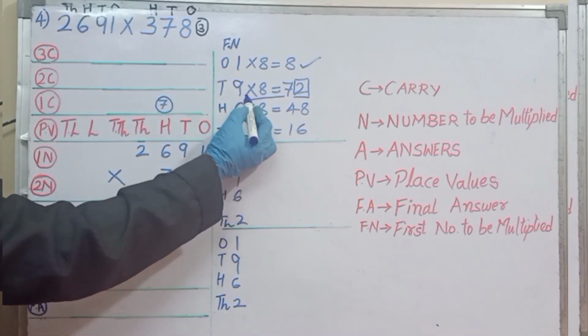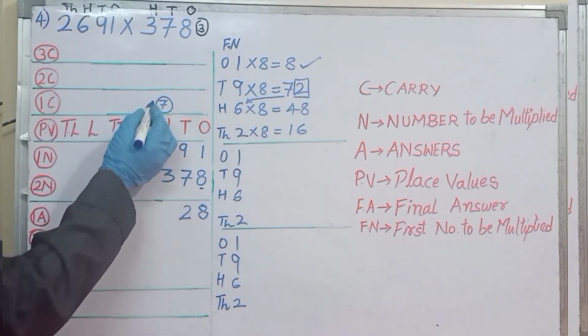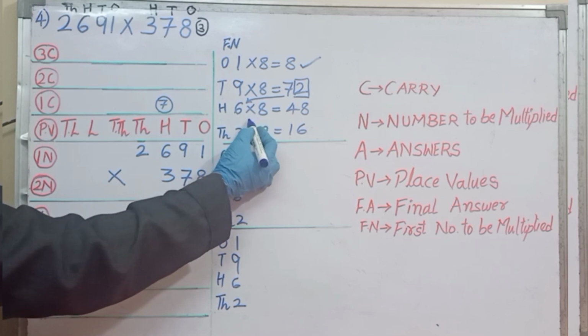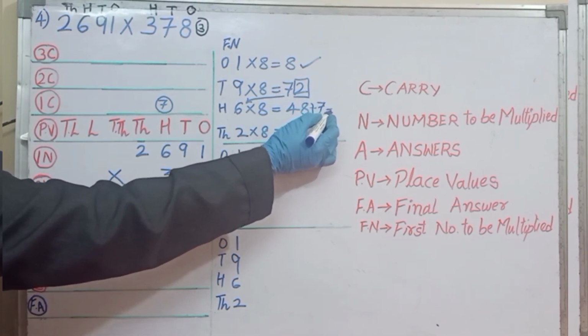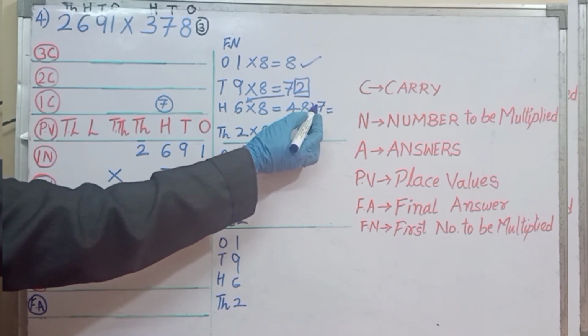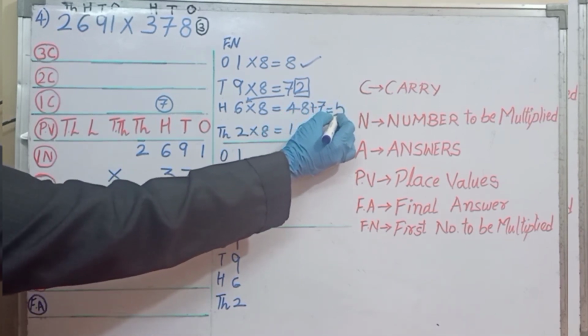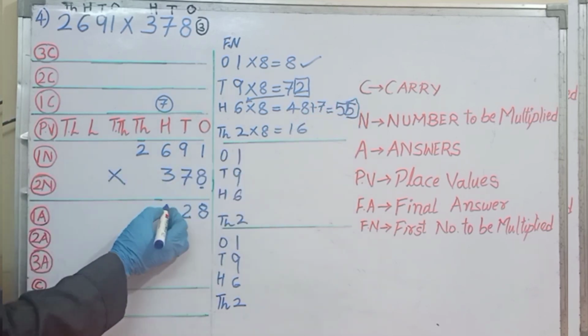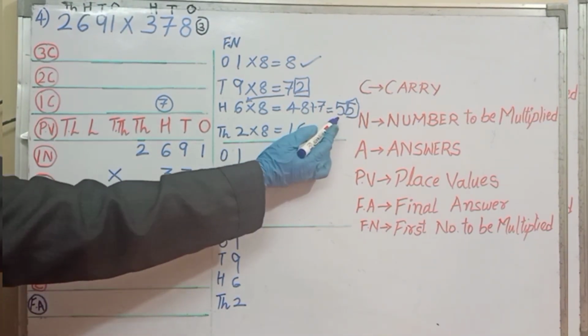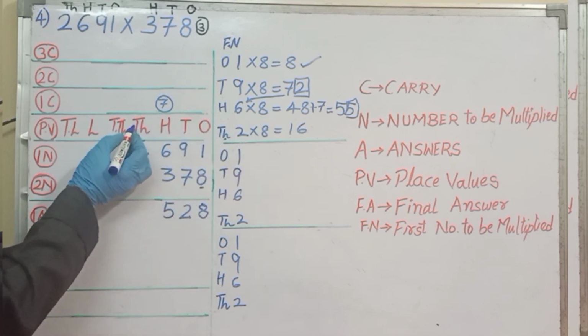Okay. Now what I got? 72. So 7 and 2. Now what happens? This 7 we should add in hundreds place. Answer 48 plus 7, that is 55. Okay. So only ones place number is written here and this 5 goes as a carry on thousands place.